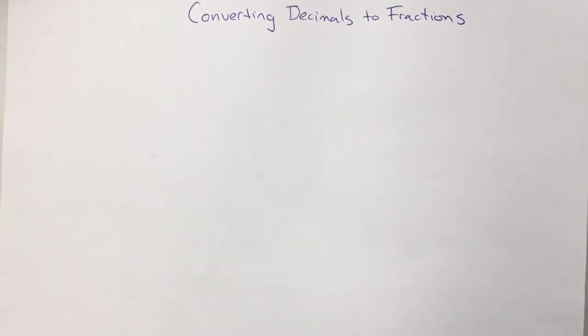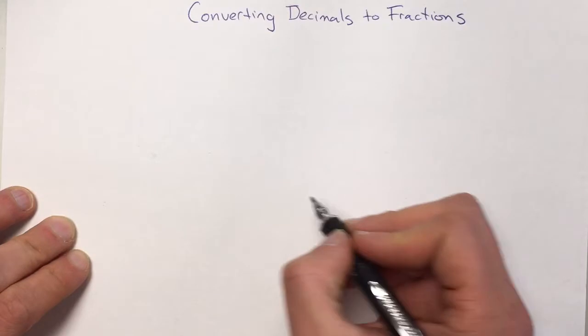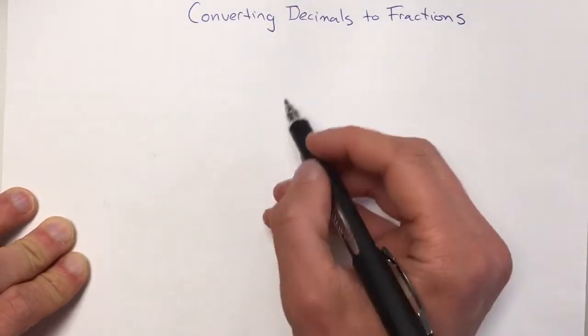All right, so I'm going to talk a little bit about converting decimals to fractions. That means we've got a decimal and we want to turn it into a fraction. Before we can really talk about that, we want to make sure we're really clear on place value. Place value is important for both decimals to fractions and also going the other way.